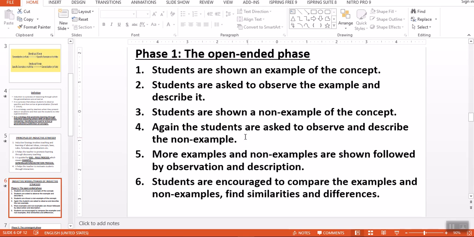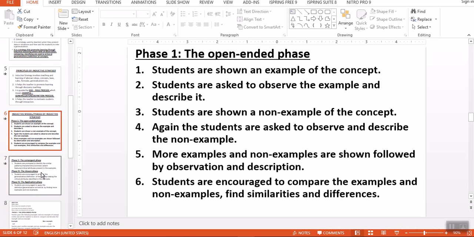This is somewhat like concept and generalization, but here it is not that the teacher uses a certain technique. They can bring in examples and then allow the students to discuss. Students themselves discuss more examples and non-examples. And then finally, students are encouraged to compare examples and non-examples, finding their similarities and differences.